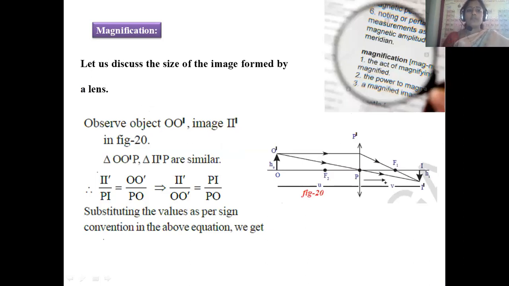Right. The topic is about magnification, right? So what is meant by magnification we are going to see. So let us discuss the size of image formed by the lens. Based on the position of the object with respect to focal length, with respect to center of curvature, with respect to optic center, there is a change in the position and even a change in the size of the image is possible, right? So let us take this ray diagram where O prime will be the object position.